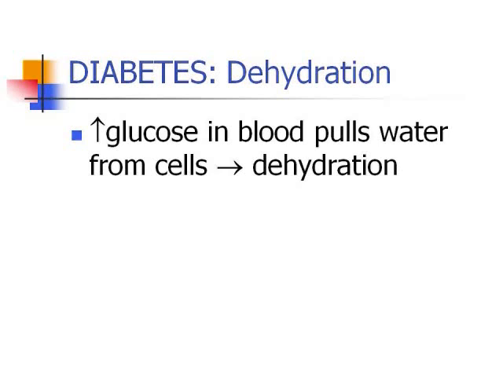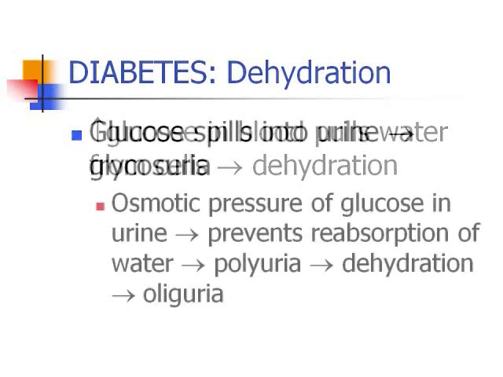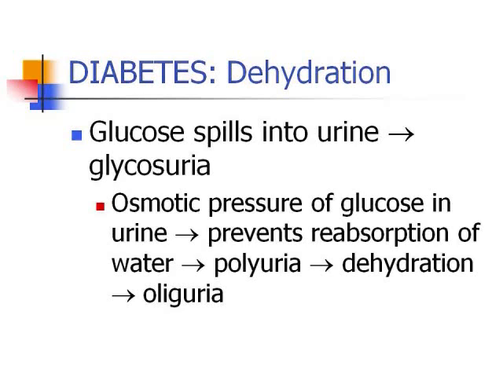Diabetes untreated leads to dehydration. The increased glucose in the blood pulls water from the cells, causing dehydration. Glucose spills into the urine, causing glycosuria. Osmotic pressure of the glucose in the urine prevents the reabsorption of water. That means we've got polyuria. Putting out lots and lots of urine is going to lead to dehydration, which eventually, as the body gets dehydrated, we're going to end up with oliguria.